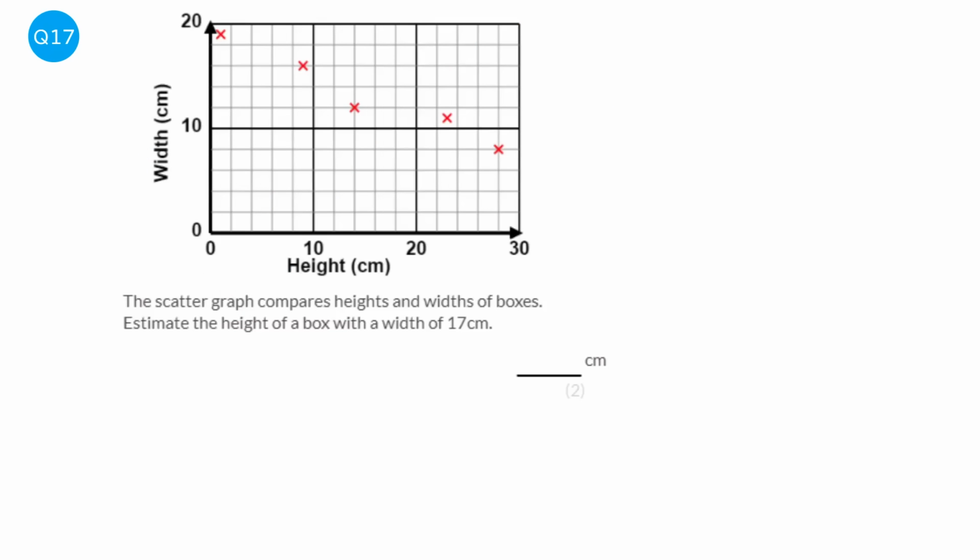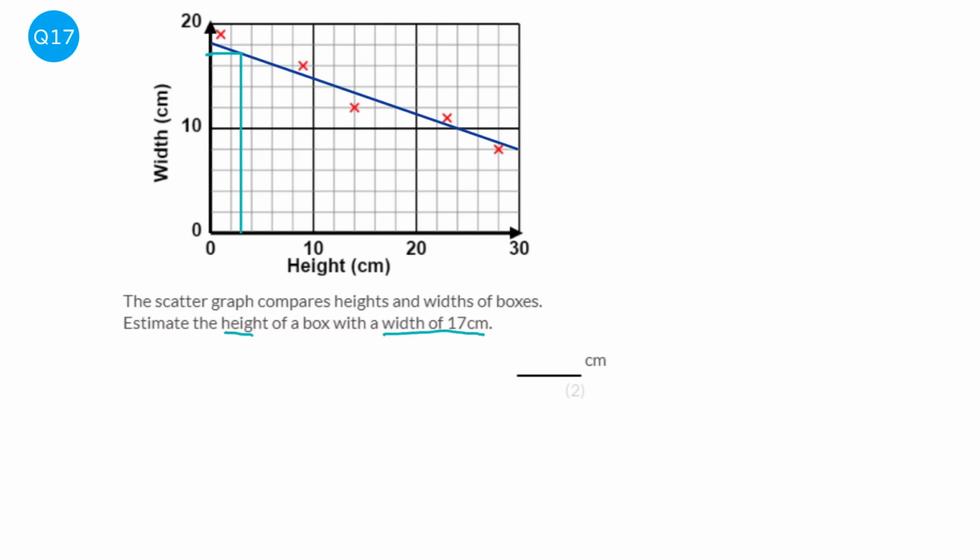So whenever we have a scatter graph, chances are we'll be drawing a line of best fit. And so that's what we'll start off with, draw a line of best fit in. And it says we're looking for a height of the box, or an estimate of the height of the box with the width of 17. So 17 is here. So the width of 17 will be a line across, let's try and get this just right, line across there.